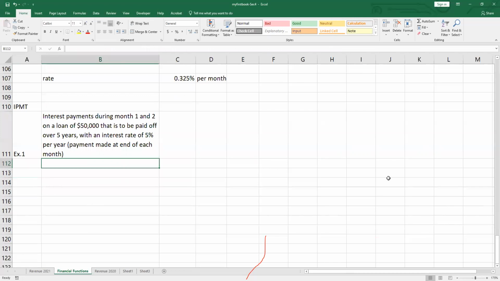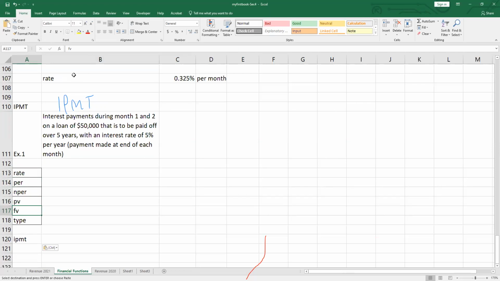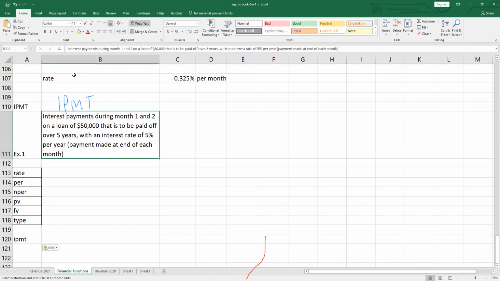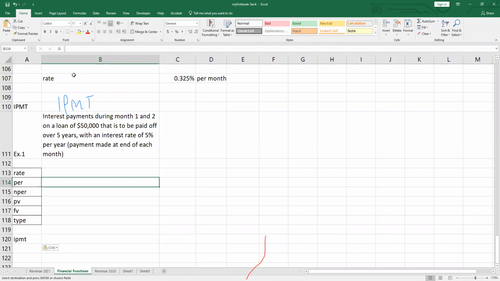For this example, you are asked to find the interest payment. So that means you would like to find the IPMT in this example. So I just list out all of the arguments that IPMT needs first. We have rate, per, PV, FV and type. In this one, I want to find interest payment during month one and month two. So that means the per is month one or month two. So I can calculate month one in one column and month two in another column.